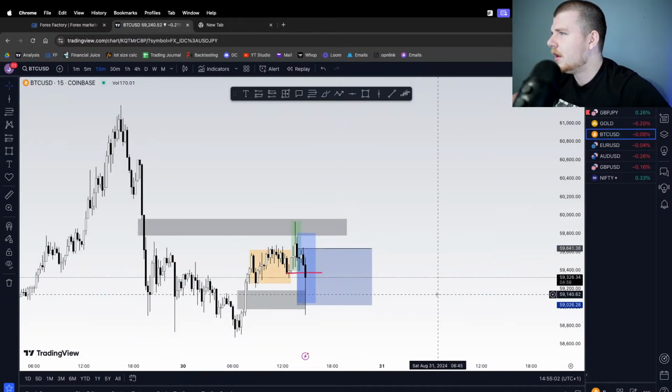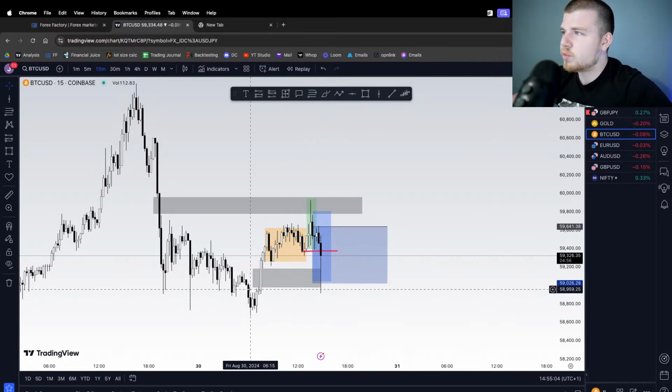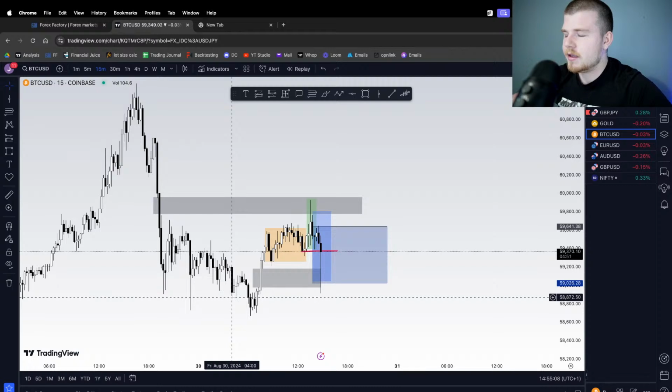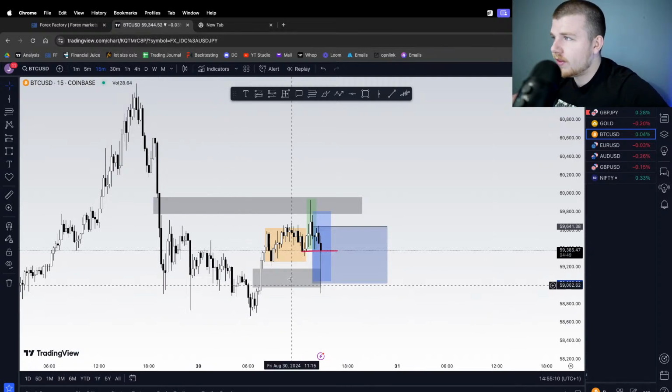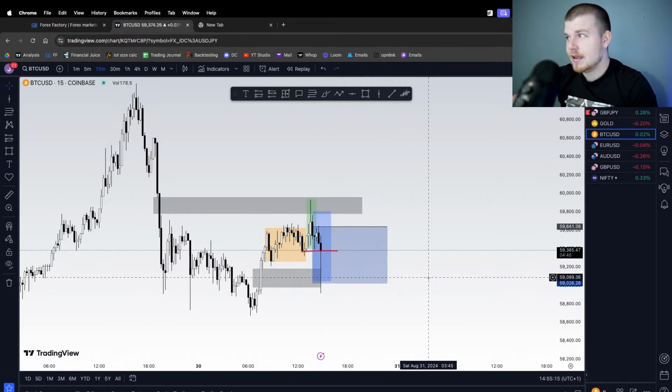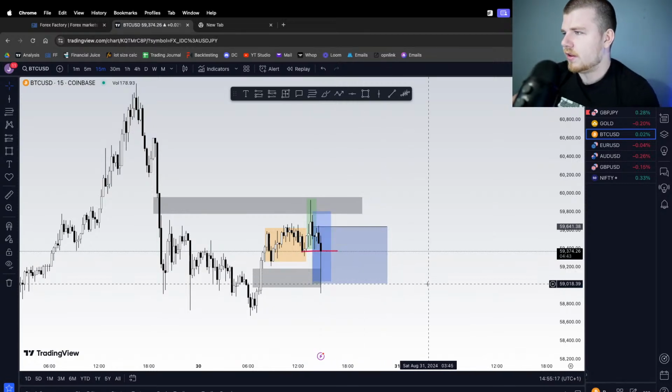Now Bitcoin, I knew that was going to happen. That's why I put my take profit inside this fair value gap and not this low over here. I knew we were going to come into this fair value gap and potentially respect it. And look at that, guys. Just going to take a picture of that. Sorry.